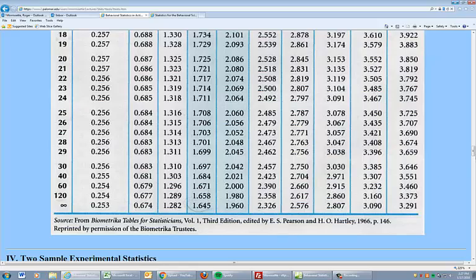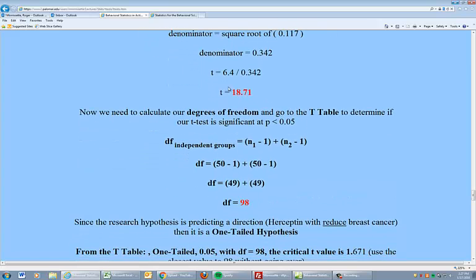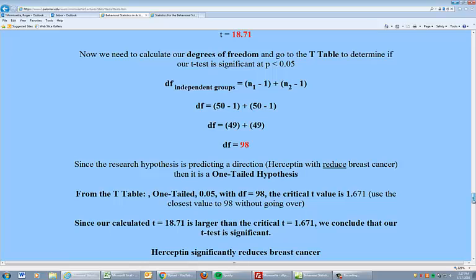And still, our t-test was highly significant with a t of 18.71. So that's how you calculate the most common t-test that is used by behavioral scientists. The t-test for independent groups or independent samples.